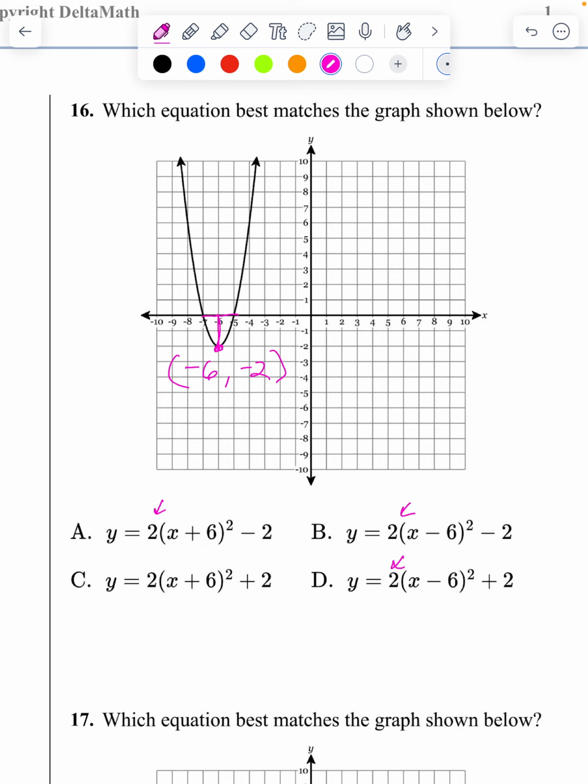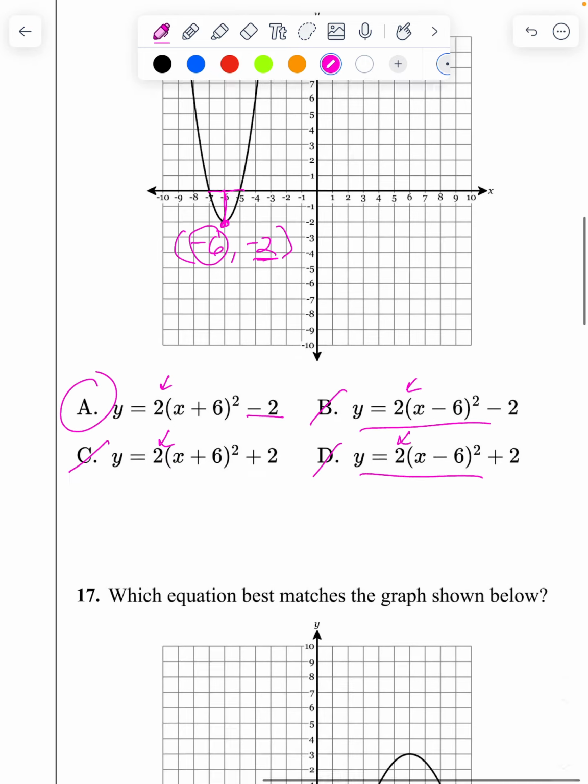And then I'm looking for the ones that are plus 6, not minus 6. It's the opposite of this. So these ones right here, these are out. And then the back number has to be exactly the same. So that's this one. This one doesn't have it, so this one's out. So A has to be my answer.